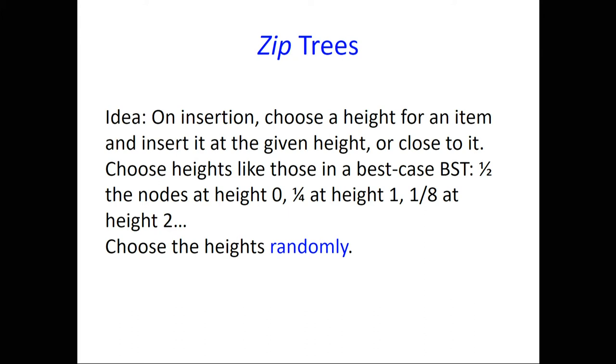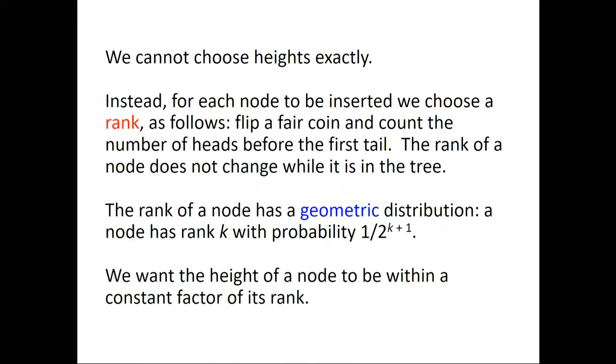That is, with probability a half, you get height zero. Probability a quarter, you get height one. Probability an eighth, you get height two, and so on. Now, we can't pick the exact height, but we can approximate this idea, and this leads to this data structure. So when we're going to insert a node, we're going to give it a rank, which is a proxy for the height, which we generate by flipping a fair coin according to the geometric distribution. We count the heads until we hit the first tail. So with probability a half, the rank is zero. With probability a quarter, the rank is one. With probability an eighth, the rank is two, and so on.